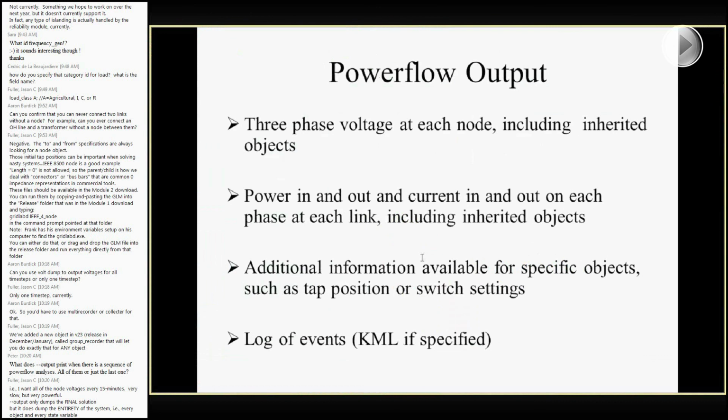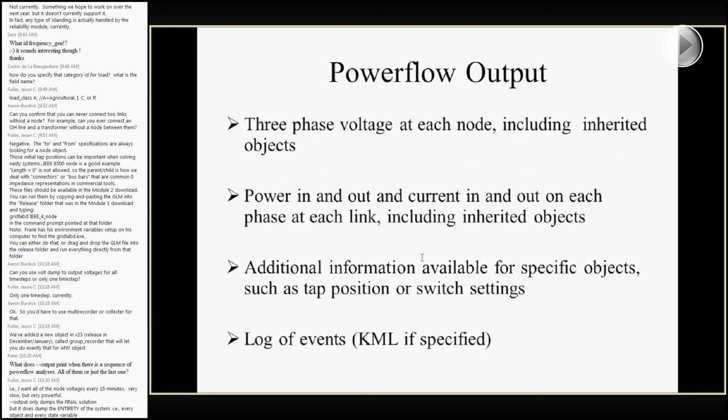So the output, obviously you're doing a power flow solution, so you'll get the 3-phase voltage at every node, including inherited objects. So if we had a parented or childed load in there, it would give us the voltage for those as well. And those voltages obviously will be the same as their parent, since you're implying a 0-length line in between the two, there's not going to be any voltage drop.